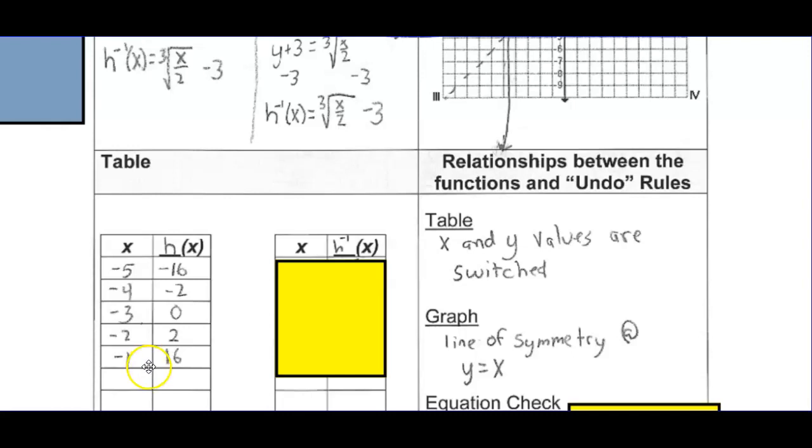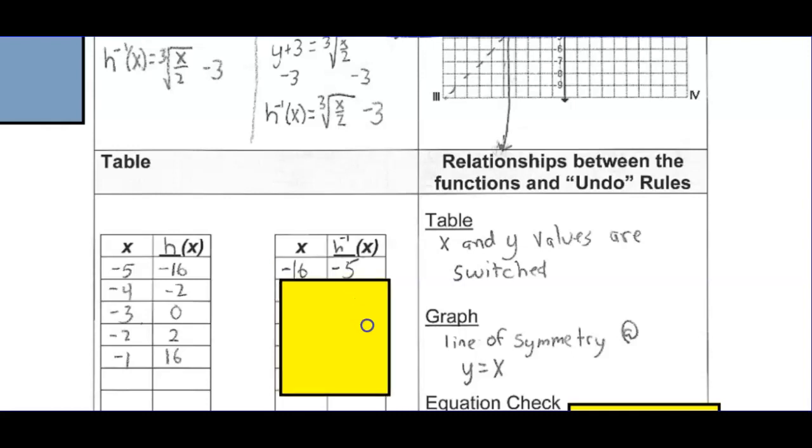So we know the pattern goes normally 1, 8, 27, but here we're going 2, 16. And so -2, -16 on one side, +2, +16 on the other side. So if I want to change the table from the function table to the inverse table, all I need to do is simply switch the numbers.